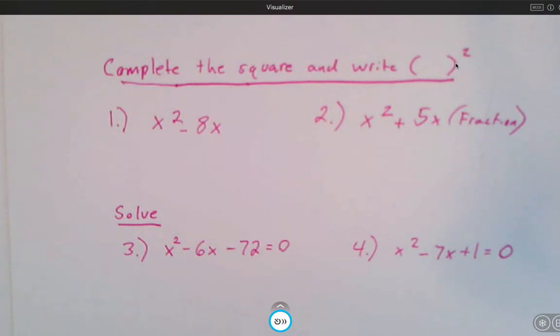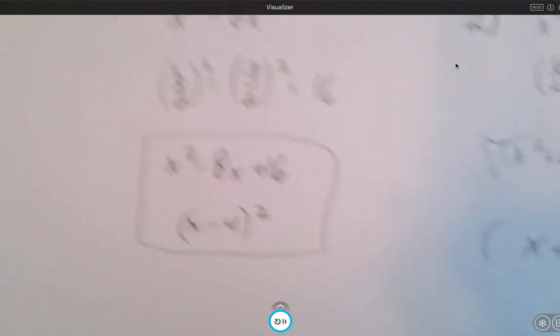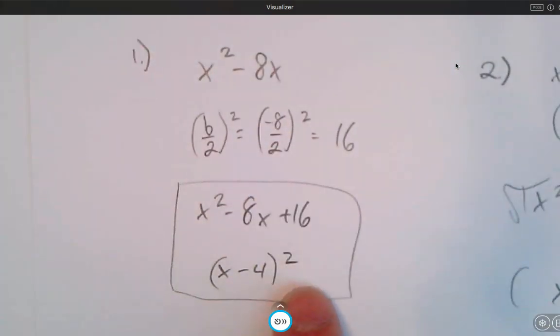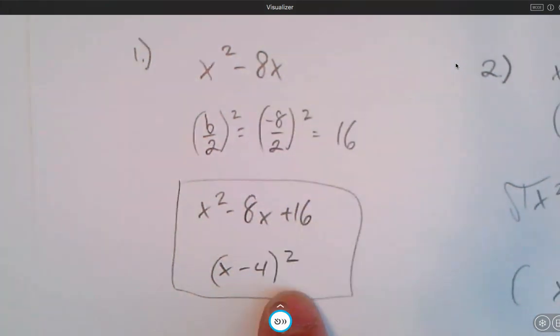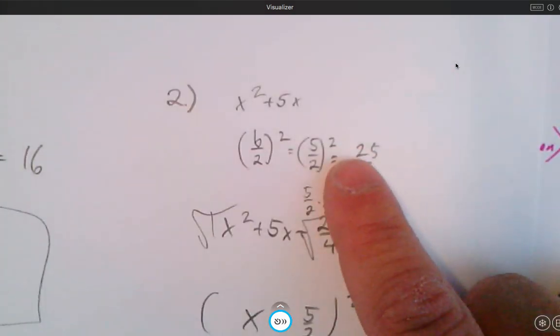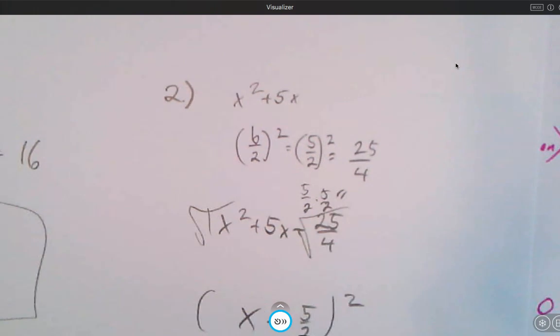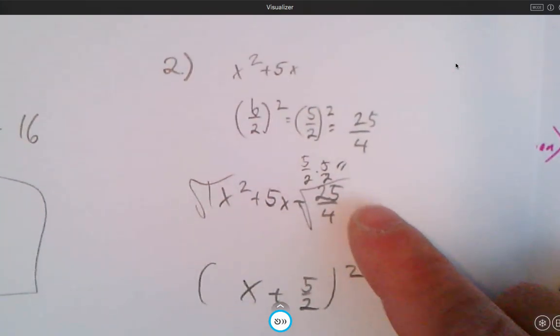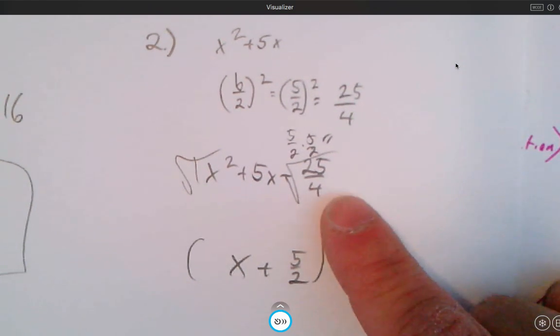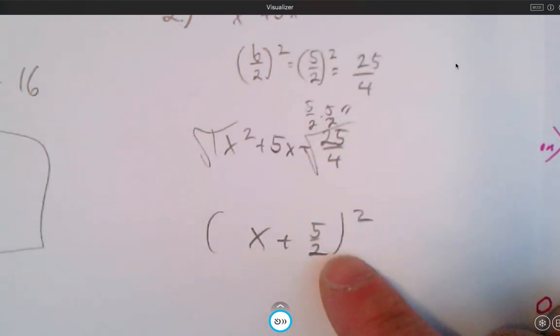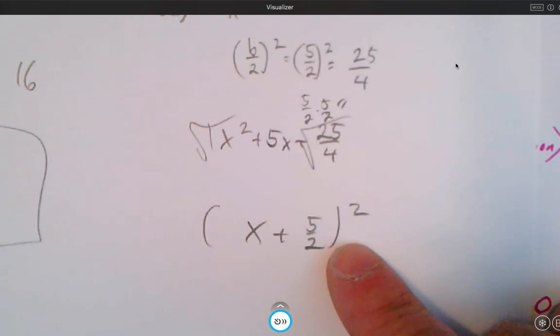All right, let's go over the answers and then we'll call it a day. So number 1, you should have got this. So I completed the square. Half of 8 is 4, and 4 squared is 16. And I wrote it like that. Number 2, half of 5 is 5 halves, and 5 halves squared is 25 fourths. So that's what it looks like as a perfect square trinomial. And then when you get a square binomial, it looks like that.